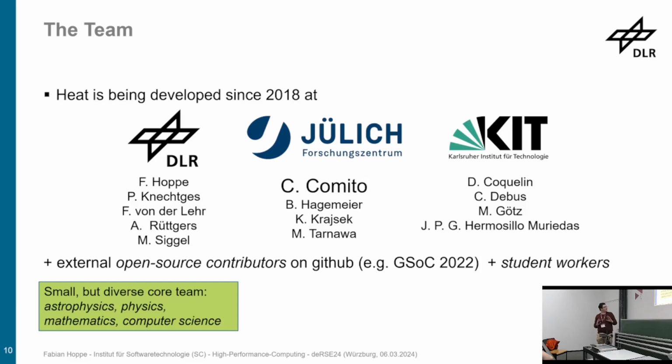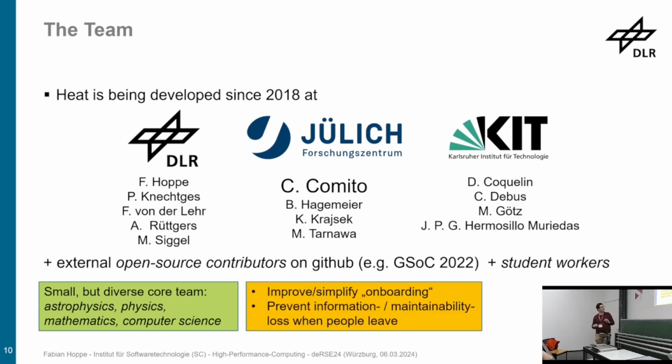Working in the small but diverse core team is cool. We have many different backgrounds. But of course, such a small team can also bring problems with it. Sometimes onboarding, if somebody new joins, is really an overhead. That's not trivial. And also, if somebody leaves, it's very easy that information gets lost. Even if you have perfectly commented code, if the person who understood the algorithm leaves and you have 1,000 lines of code left, even if it's commented, it's really difficult.